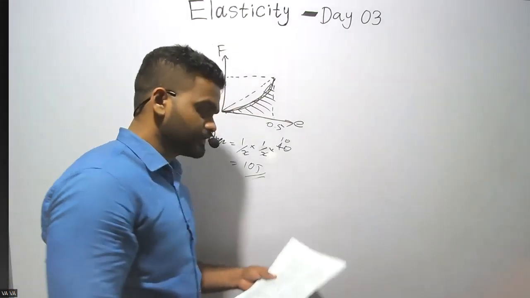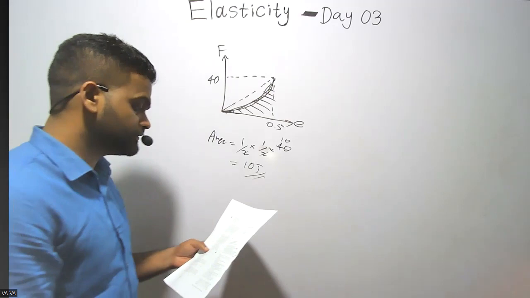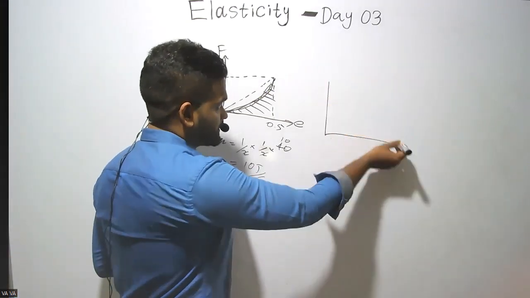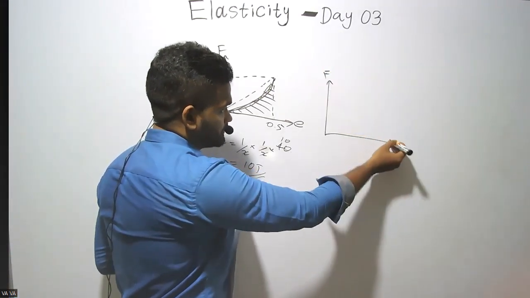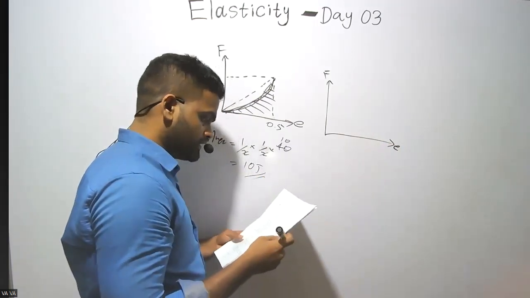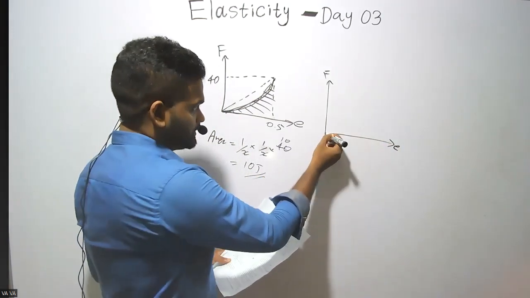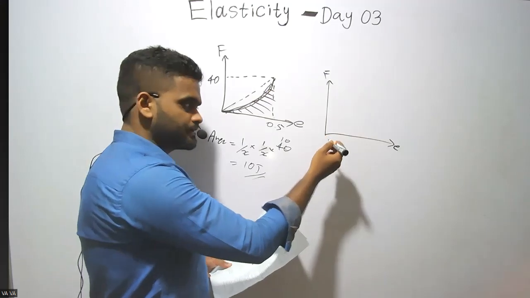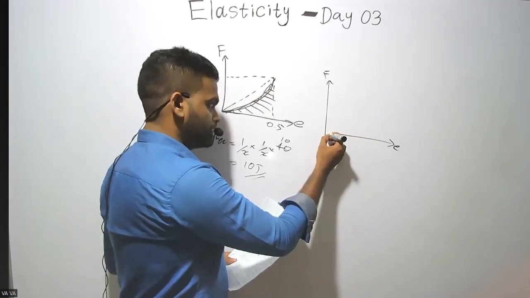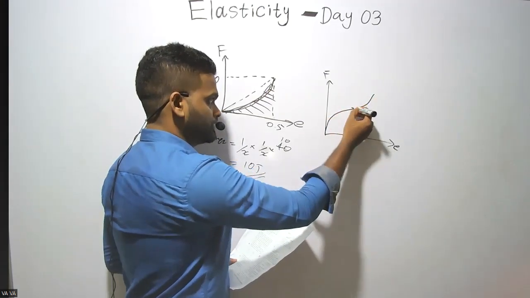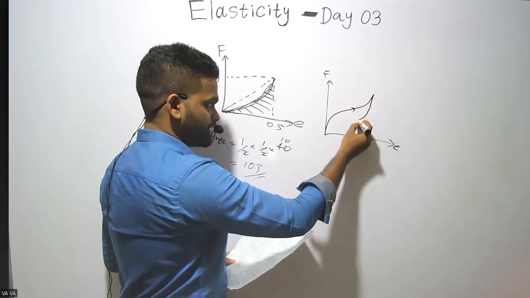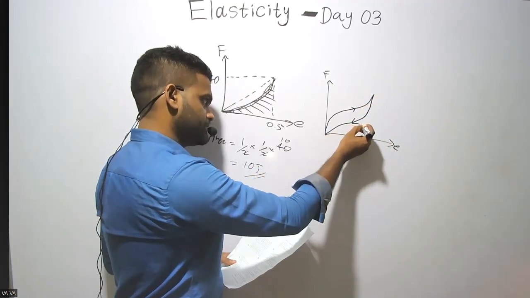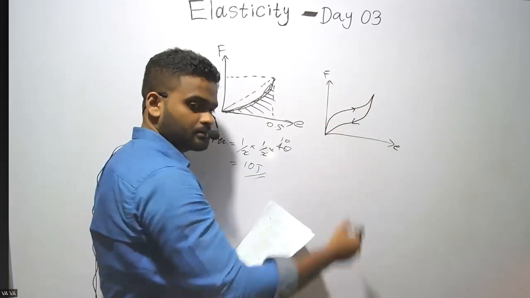Right, so in 52 as well, we have been given an F-E graph. For that one also, when extending a rubber strip, it follows this graph. As it contracts, it follows a different graph, right? It doesn't follow the same path.